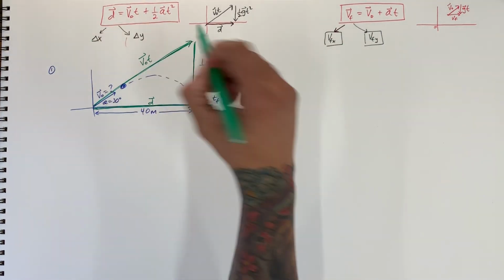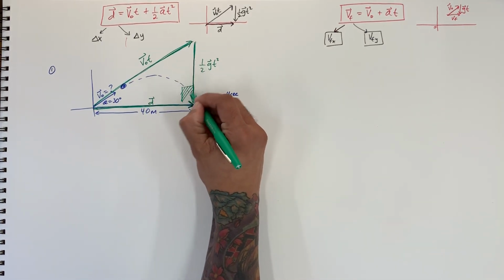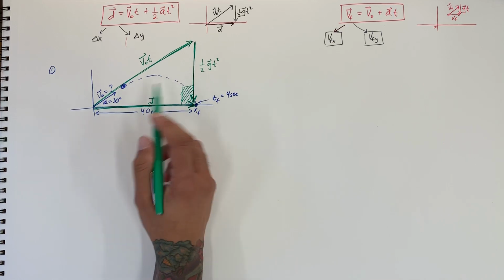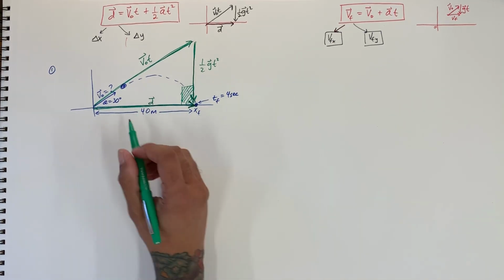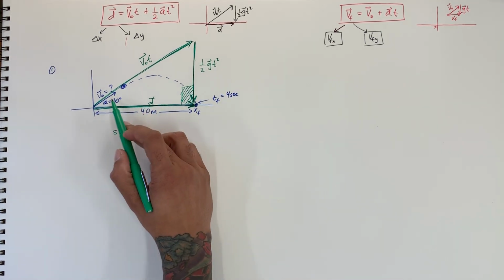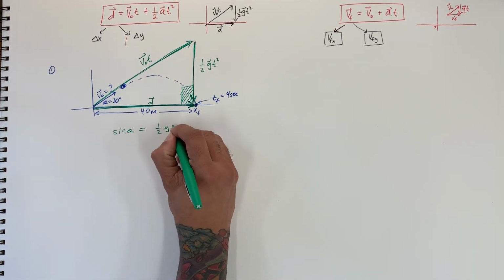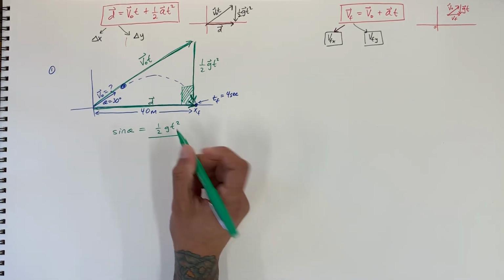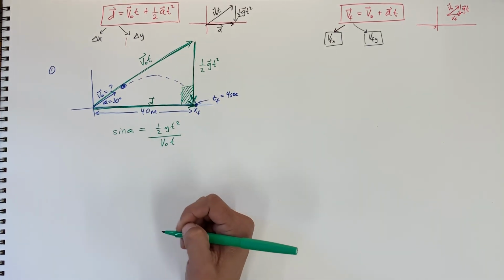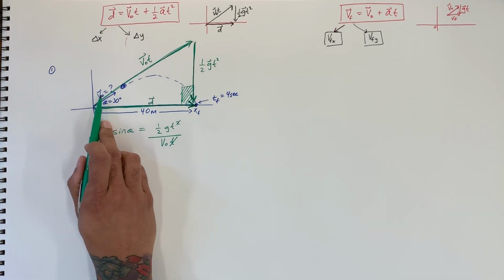All right, now we have our vector triangle. We have a 90-degree triangle, which is good because now we can use trig in order to solve this problem and make it easier for ourselves. So let's try sine theta. Sine of this angle is going to equal the opposite, right? This entire side, which is 1/2 gt squared, over the hypotenuse, which is this entire side here, which is V naught t. Okay, I can cancel out one of the t's, and we're looking for initial velocity.